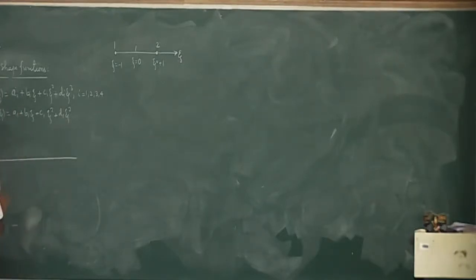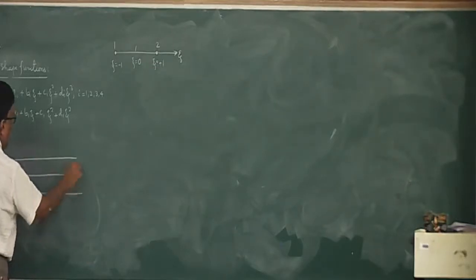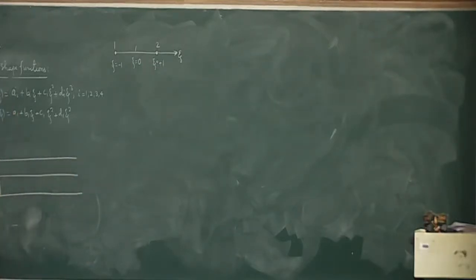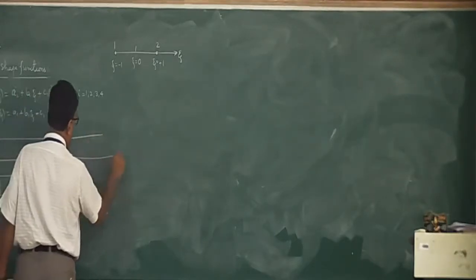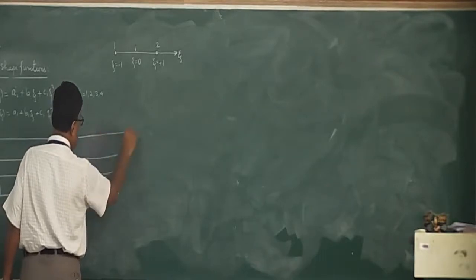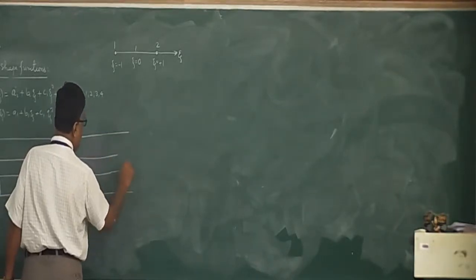See, for example, if I find out the values at zeta equal to -1, that is node 1, I will write it as node 1 and node 2. This is at zeta equal to -1 and zeta equal to +1. As you can see there, the values of zeta are this. Now, I want to know the values of the shape functions here and the corresponding slope.